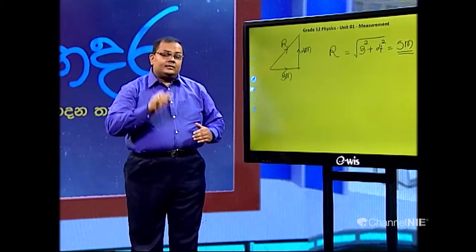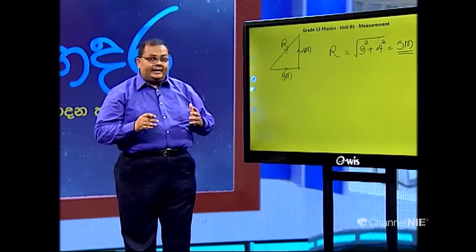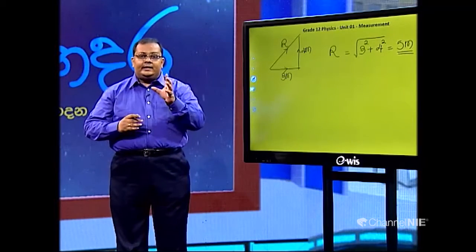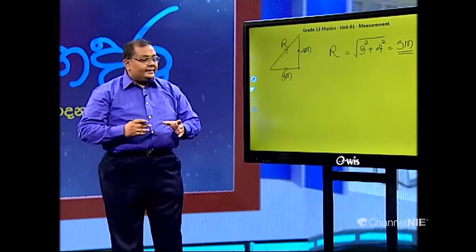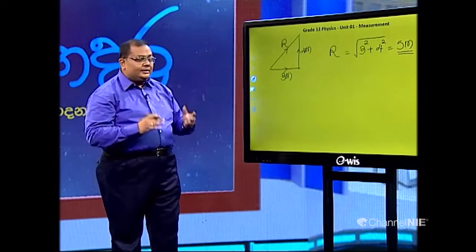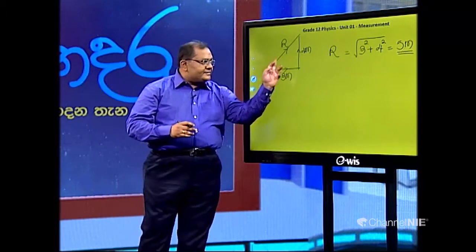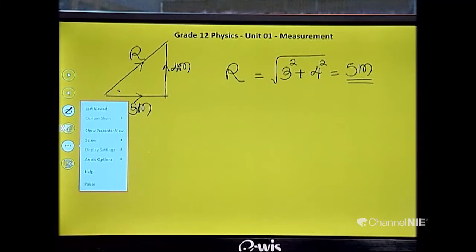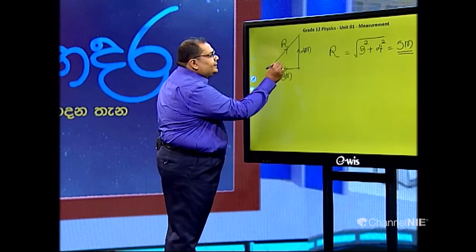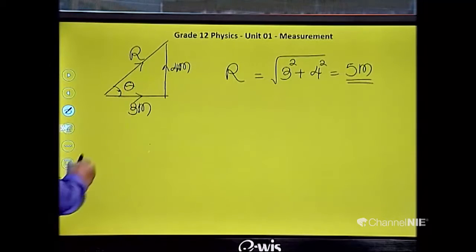And this is not sufficient. Actually, when you are writing the magnitude of a vector, it's very, very important that you write the direction of the vector also. To find the direction of the vector, you can use any angle, this one or this one, both are correct. Now, I am going to use this angle theta for this vector.